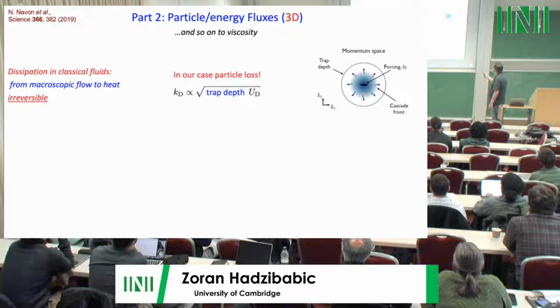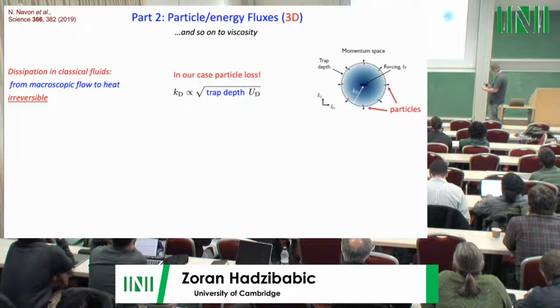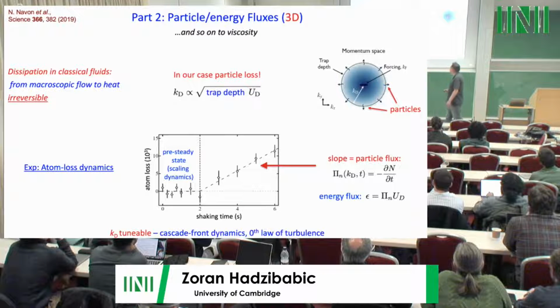Okay? So initially, again, we have this anisotropic forcing. Then the isotropic cascade front propagates outwards in k-space. And once it reaches the dissipation scale, the particles just start seeping out. And you can count them. So it's a very simple experiment, actually, to measure the fluxes in the system. This is shaking time. This is atom loss.